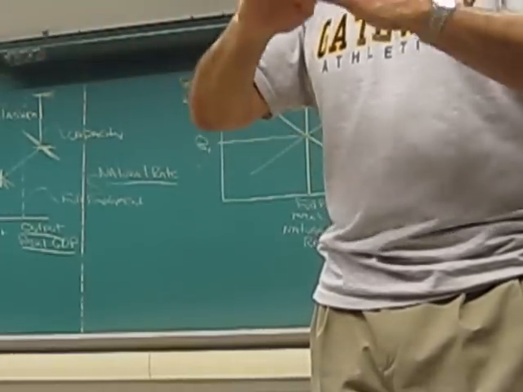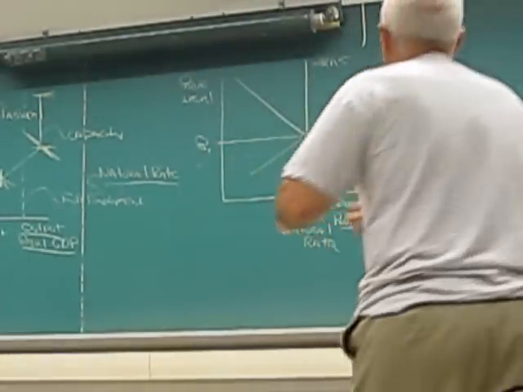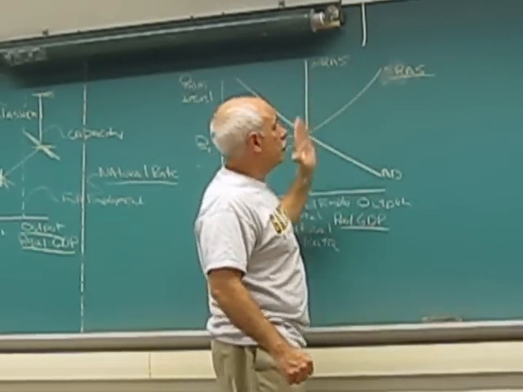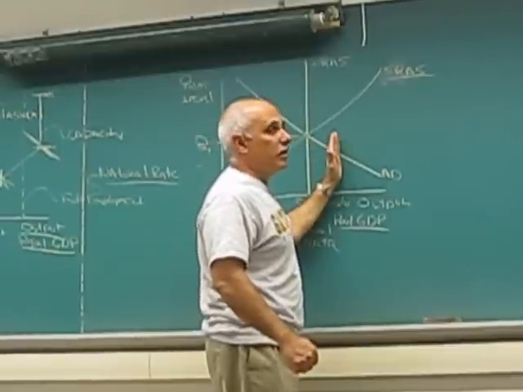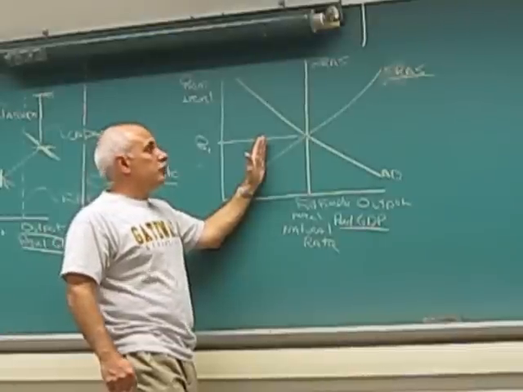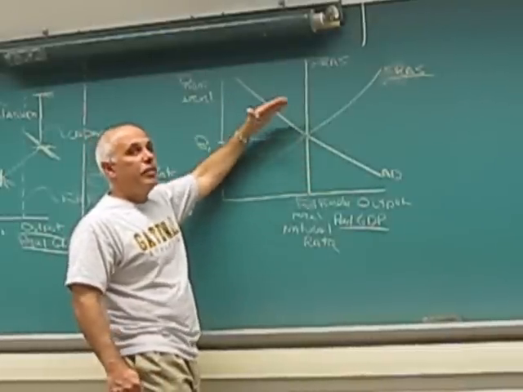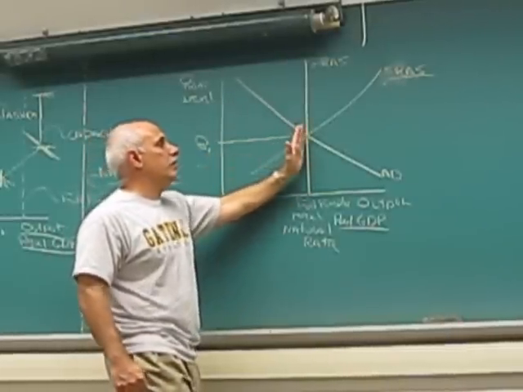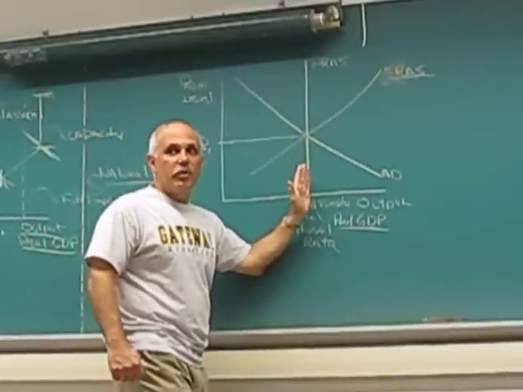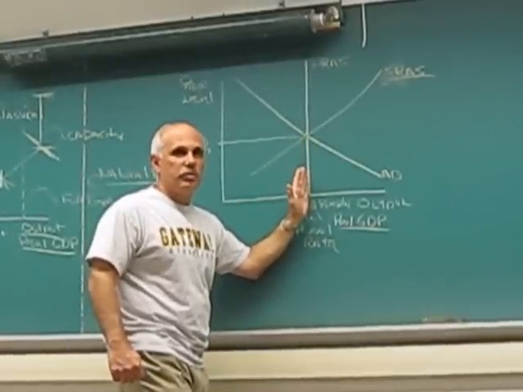Now, short-run equilibrium can be anywhere this and this are equal. Short-run equilibrium can occur here. Short-run equilibrium can occur here, right? Short-run equilibrium can occur at any price level. Short-run equilibrium does not have to represent an output level that is going to fully employ all resources, right?